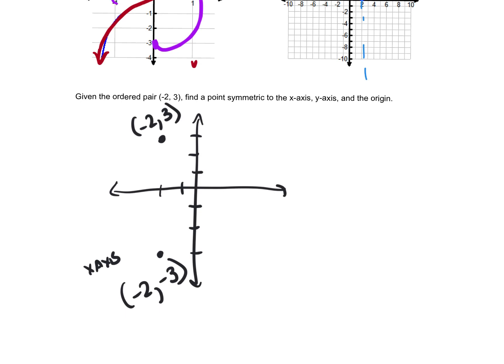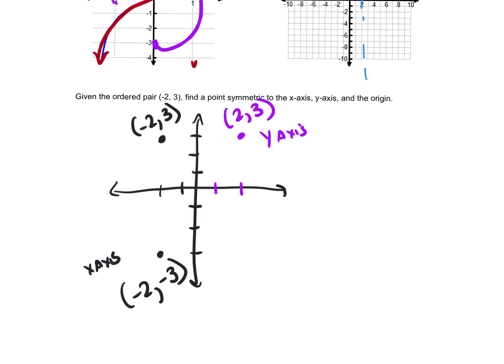Same thing if I do y-axis symmetry. I'm obviously going to flip it over here. So this is y-axis symmetry, and this appears to be the point 2, 3. Interestingly enough, you can see in this case, when I flip over the y-axis, the y value stays the same, but the x value changes from negative 2 to positive 2.